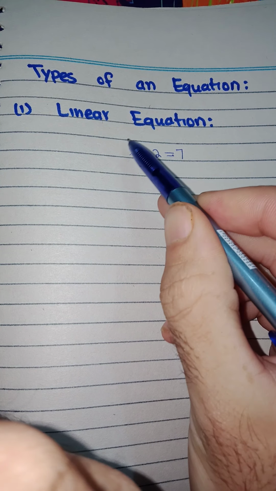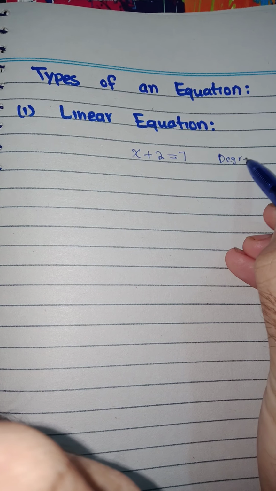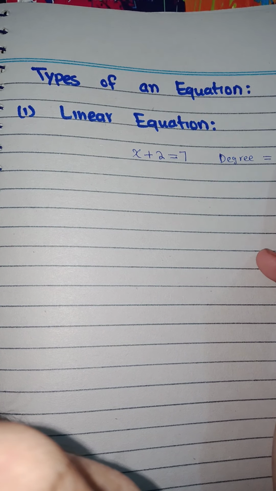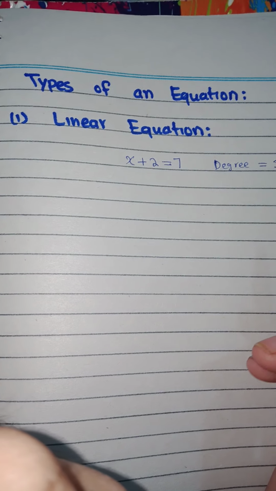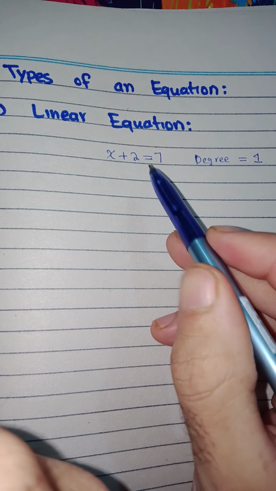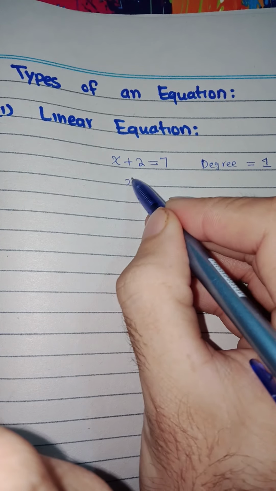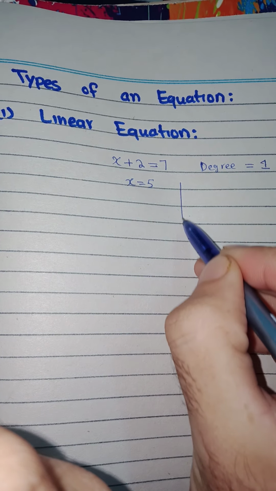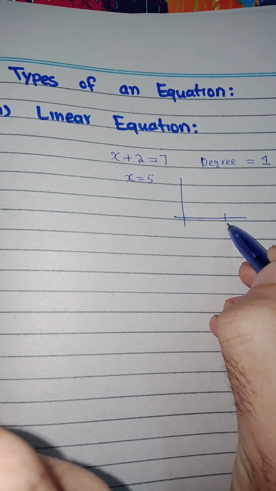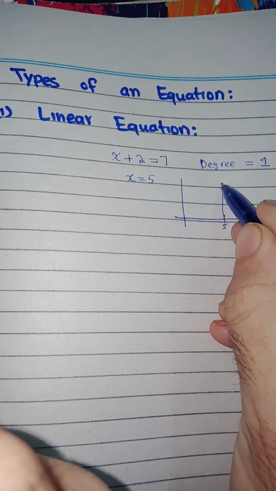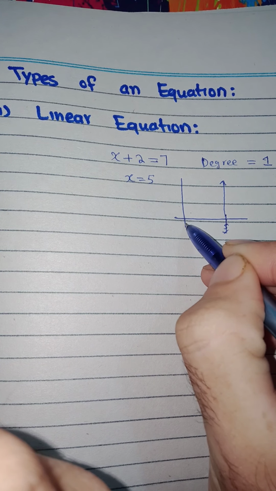In this equation we can see that the degree of the equation is 1, so we can say that this equation is a linear equation. And if we draw the graph of this equation, we will get a straight line. Here x is equal to 5, and if we draw a graph of this equation, we get a vertically straight line at 5.